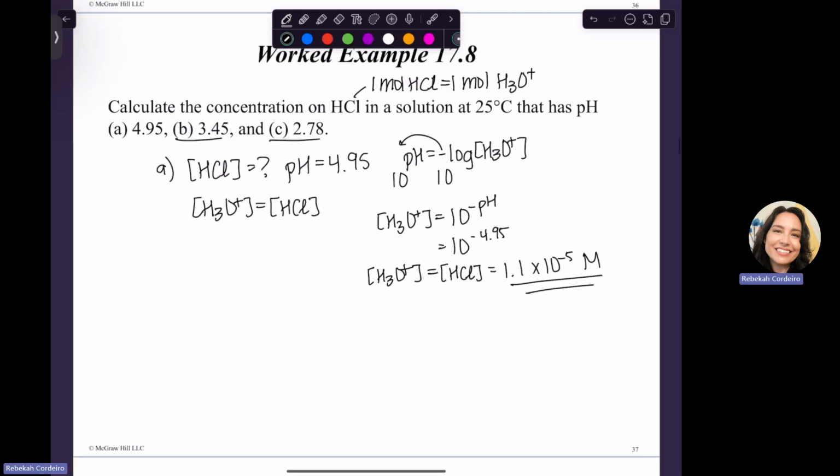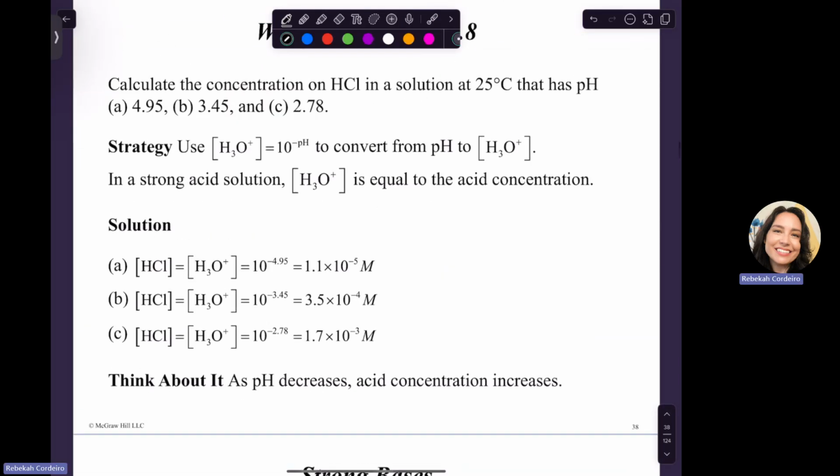Hopefully you tried part B and part C on your own. Answer for part B, 3.5 times 10 to the negative 4. Answer for part C, 1.7 times 10 to the negative 3.